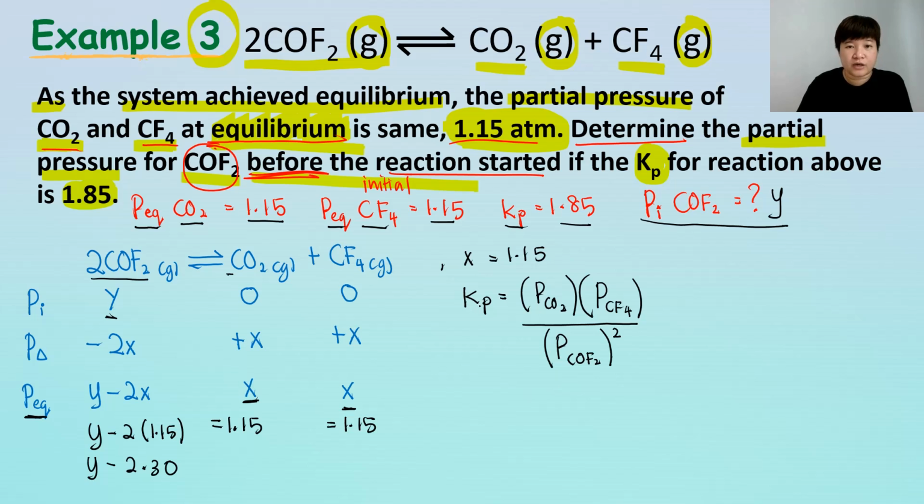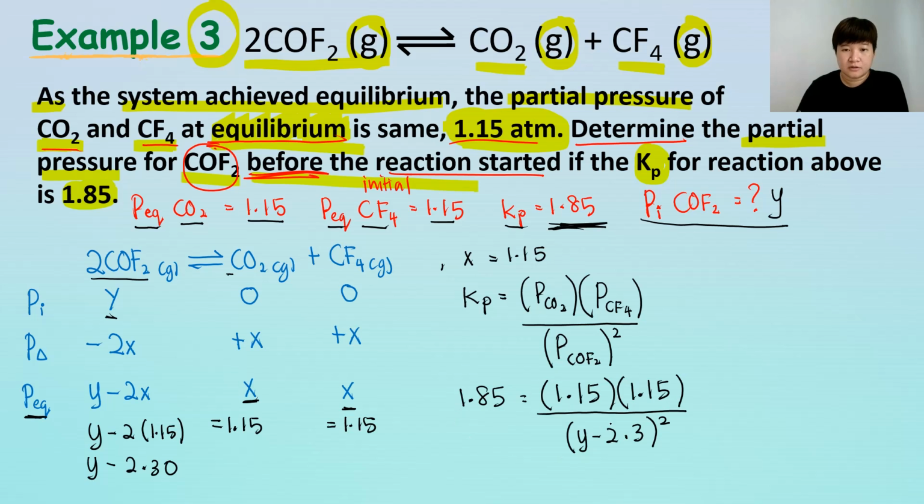Substitute everything in. Your Kp is given as 1.85. The partial pressure of CO2 is 1.15, and 1.15 for both products, over y minus 2.3 squared. Can you see your quadratic again? Make sure you solve this quadratic according to your mathematics rules. Expand your y minus 2.3 squared and solve 1.15 times 1.15. Make sure it's back to 0. After you solve it, you should get 1.85y squared minus 8.51y plus 8.464 equals 0. Press your calculator into the equation of degree 2, and you will be able to find your y1 and y2.